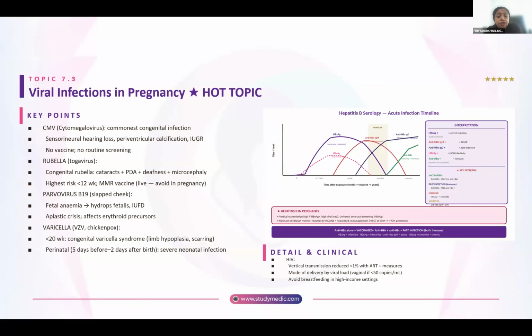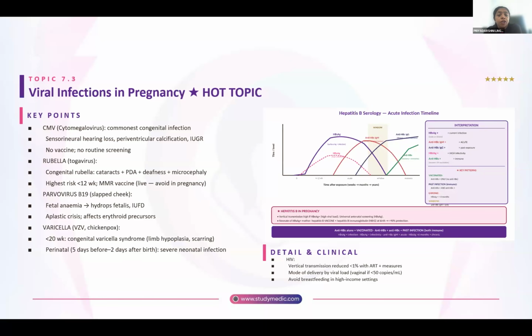This congenital varicella syndrome can typically have limb hypoplasia and scarring. A perinatal infection, like 5 days before and 2 days after birth, is associated with severe neonatal infection. So whenever a woman has got chickenpox, try to avoid delivery at the earliest. Give some time for the antibody production.